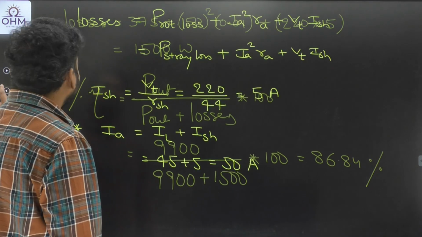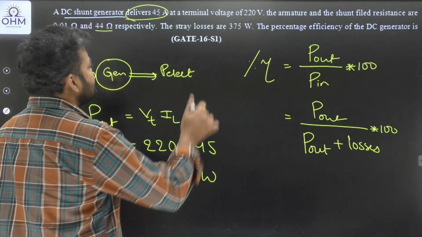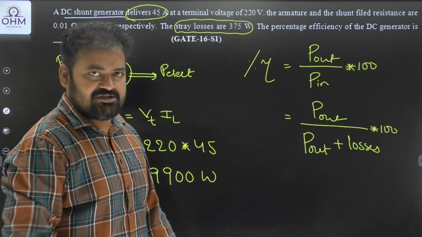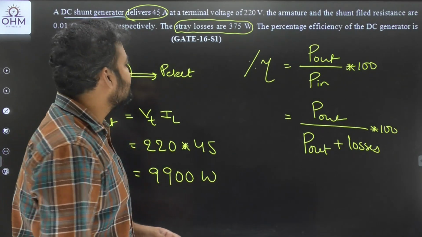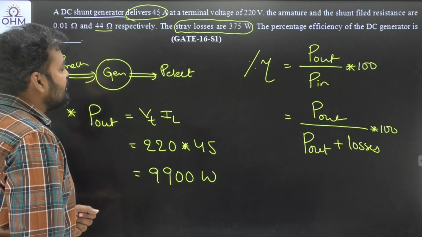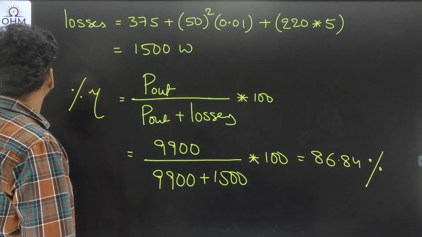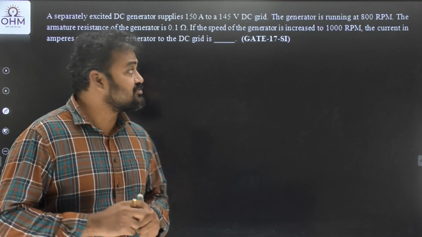So you should not get confused about the word called stray loss. Stray loss means generally all other losses except copper losses. That is indirectly rotational loss in this machine. So we got the percentage efficiency. Got it? So the answer is 86.84. All right, let's move to the next question.